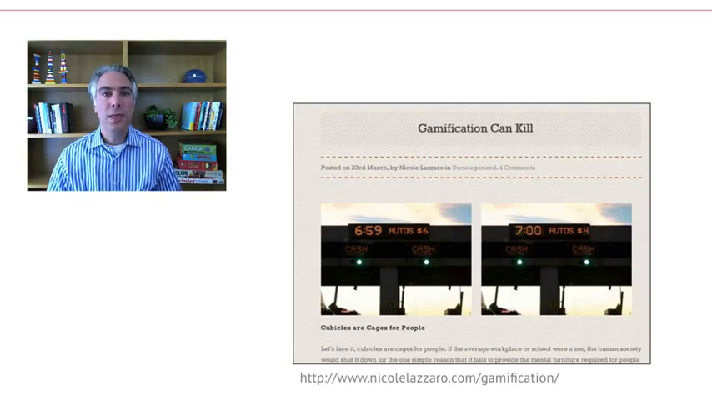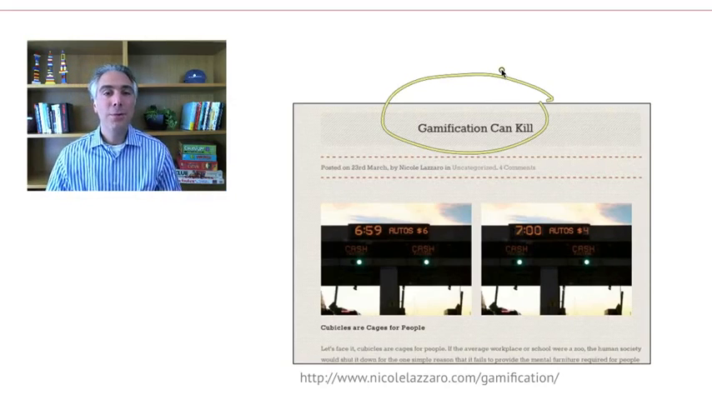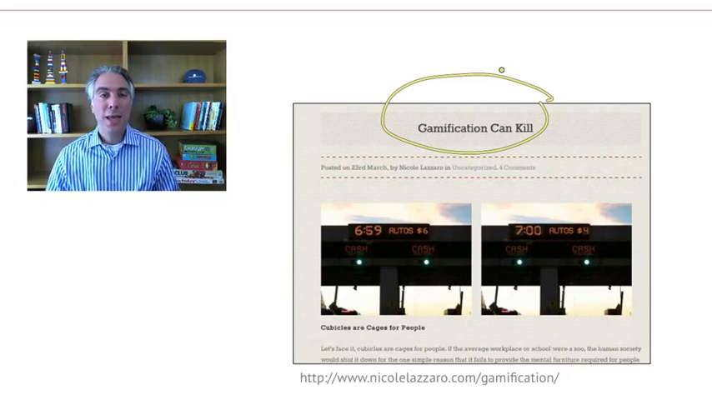Nicole Lazzaro, the game designer who developed the concept of 4 types of fun, gives a great example in her presentations, which she calls "gamification can kill." And the example is the on-ramp to the San Francisco Bay Bridge. Maybe it's the Golden Gate Bridge, but it's one of the bridges in San Francisco, California. And like many urban transit systems, they have a system for pricing that's congestion-based.